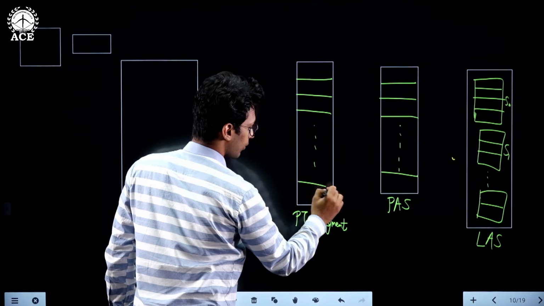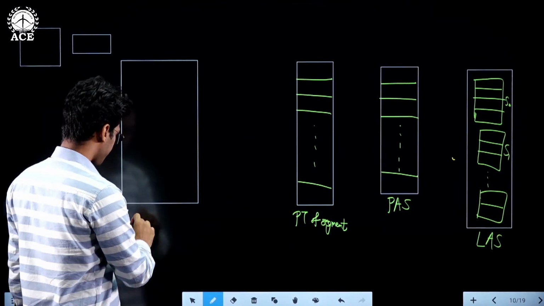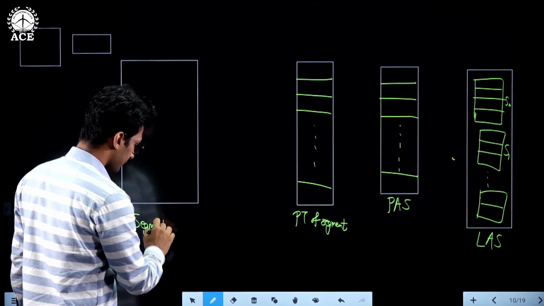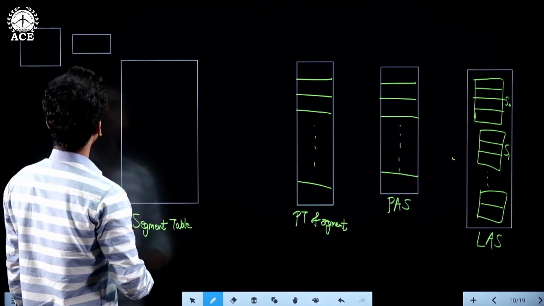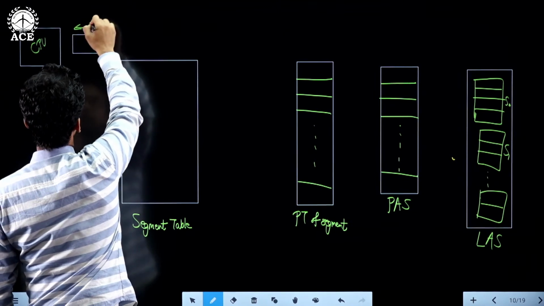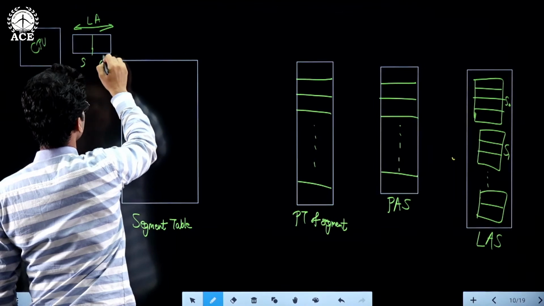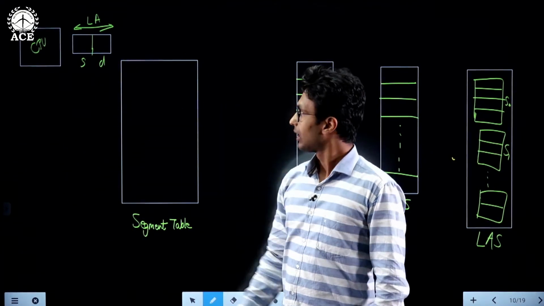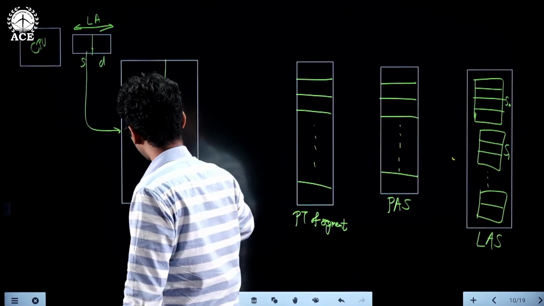Please concentrate properly. Try to make notes along with me. This is the segment table. Now, if you observe this one, CPU will generate what? CPU will generate a logical address. Logical address will consist of what? Segment number and segment offset. We'll go to that particular segment number.